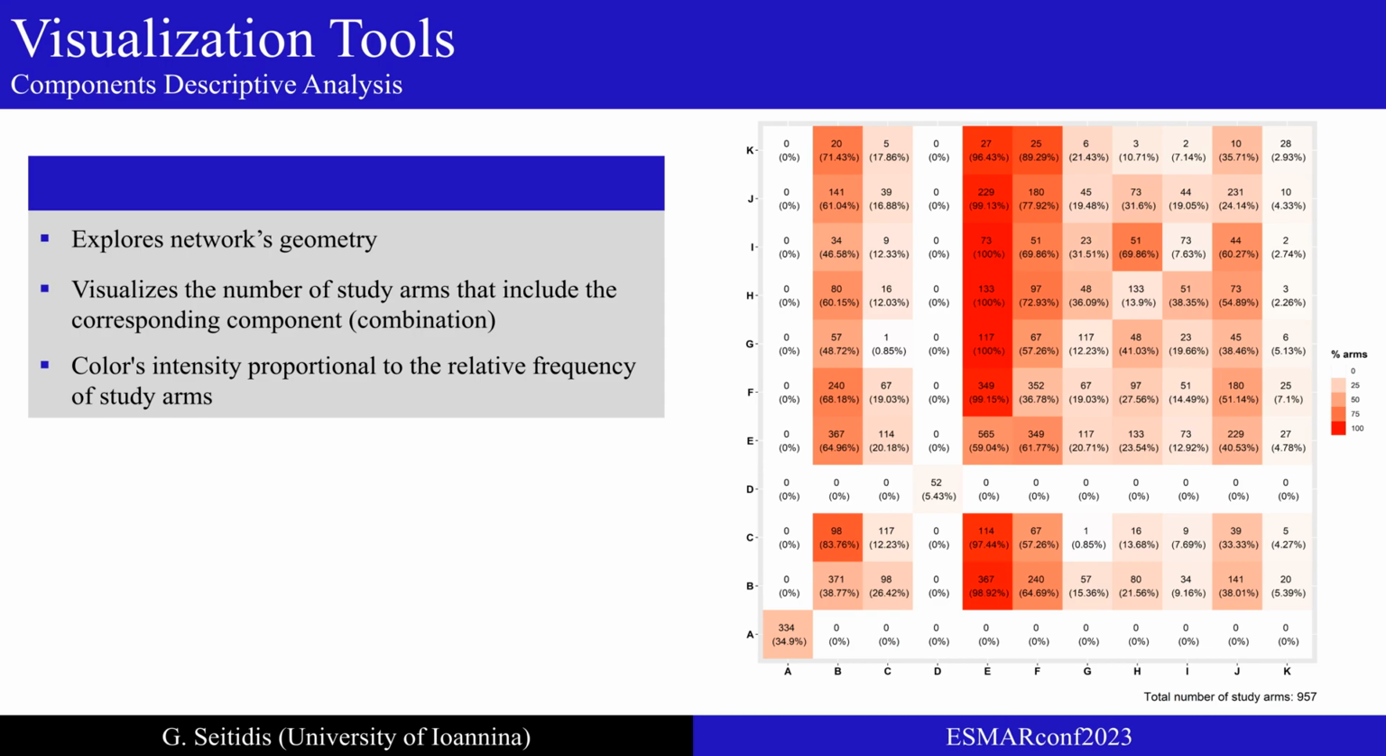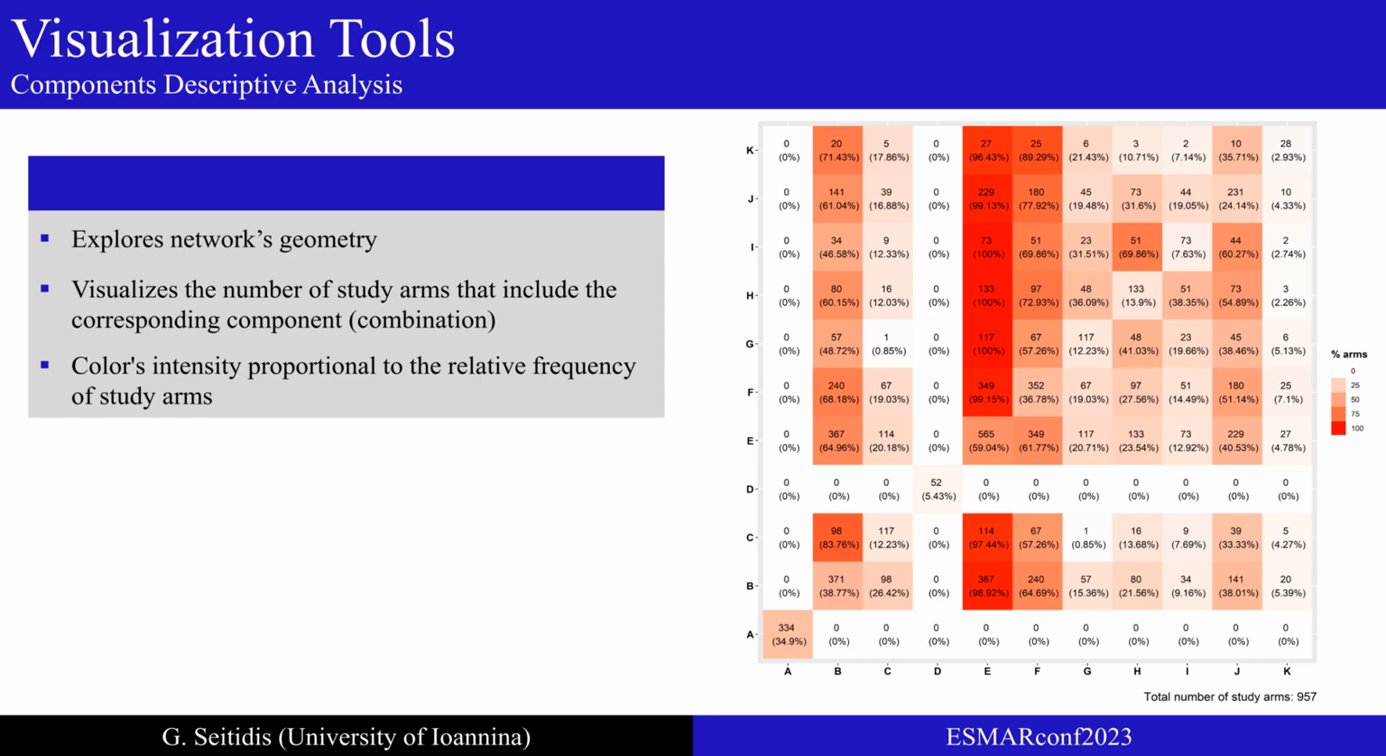Off-diagonal elements refer to combinations of components, and in parentheses the proportion of study arms with both components out of those study arms that include the component in the row is presented. For example, the element that corresponds to column E and row H indicates that 133 study arms include these components, but also that component E is always included in the interventions that include component H.